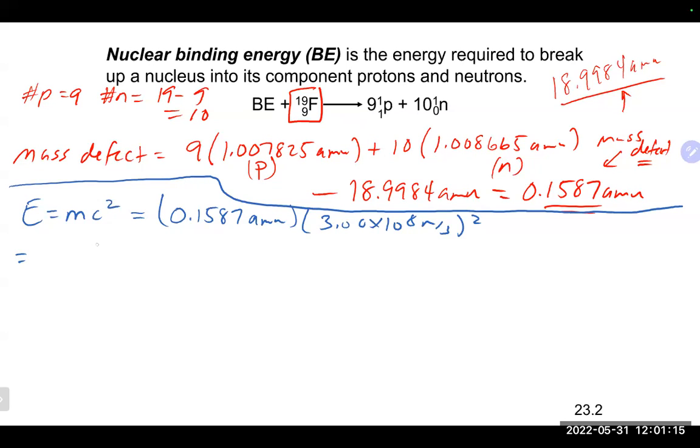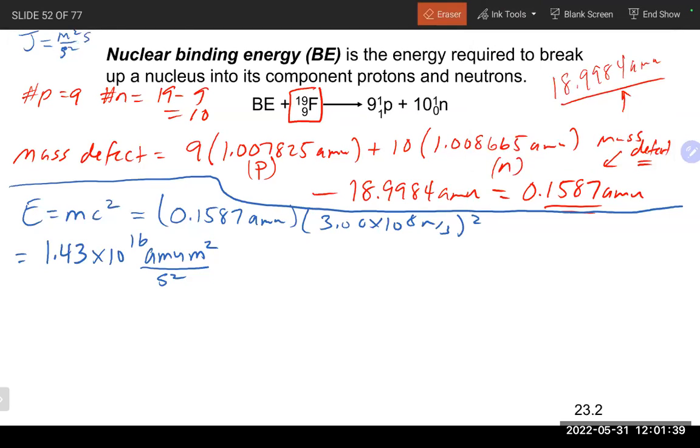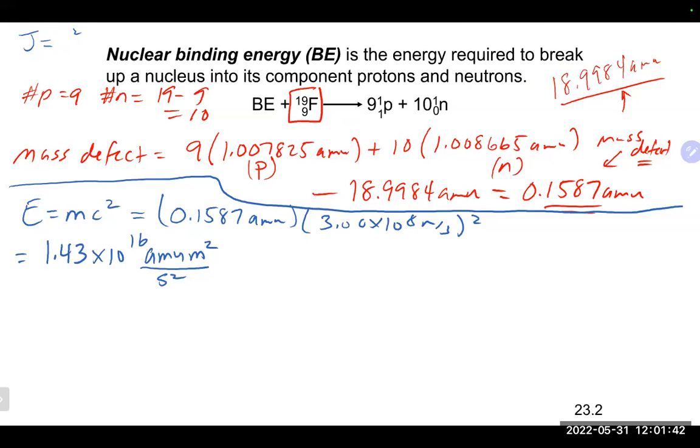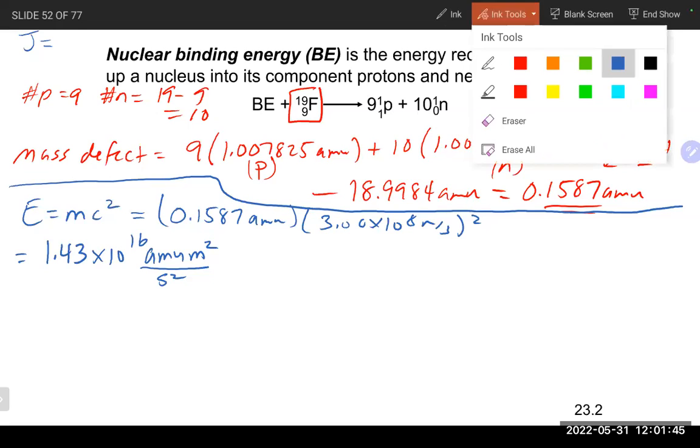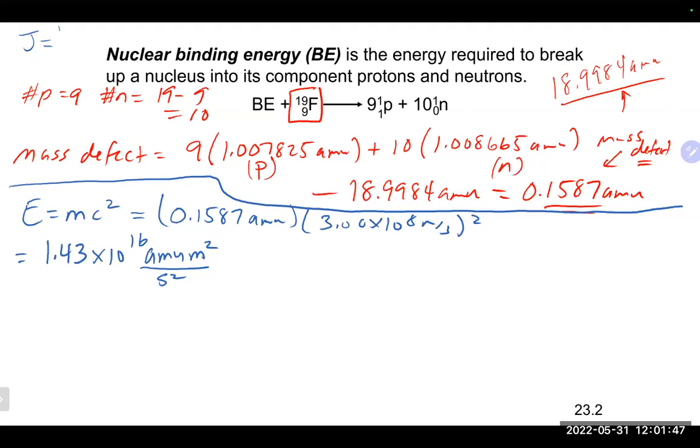Punch the numbers in there, and we get 1.43 times 10 to the 16. The units here are AMU, meters squared, per second squared. We're typically looking for joules. So one conversion you might remember is that a joule is a kilogram times meters squared over seconds squared. So we're close there, but we have an AMU.